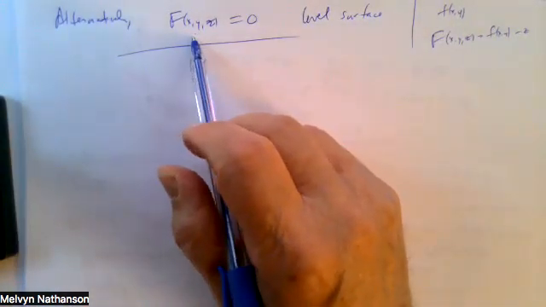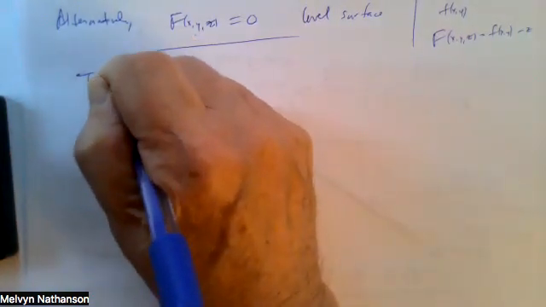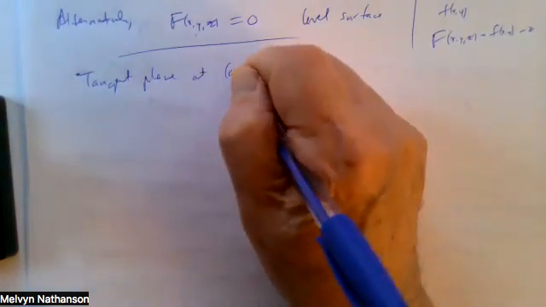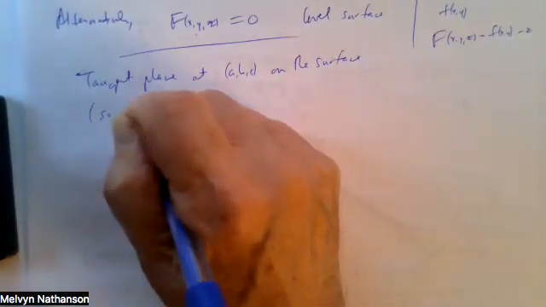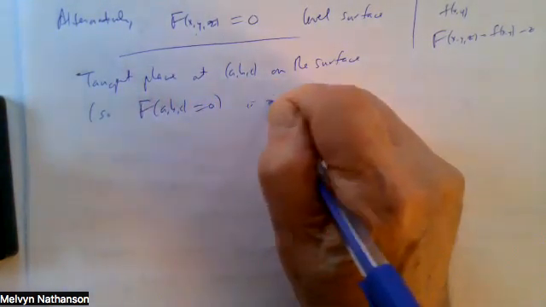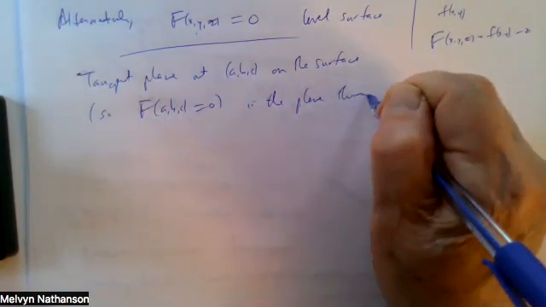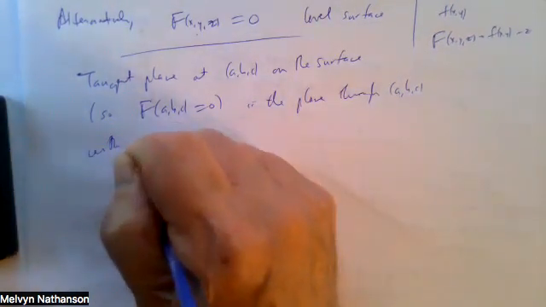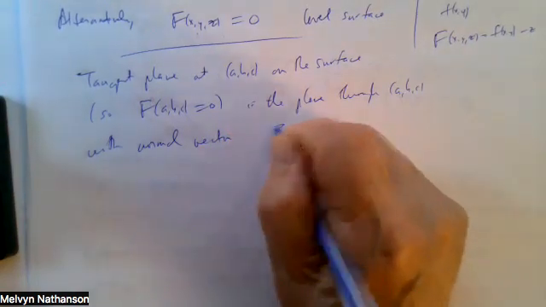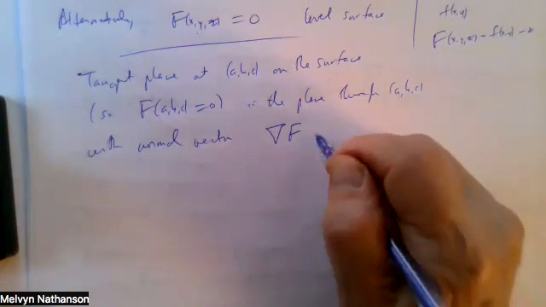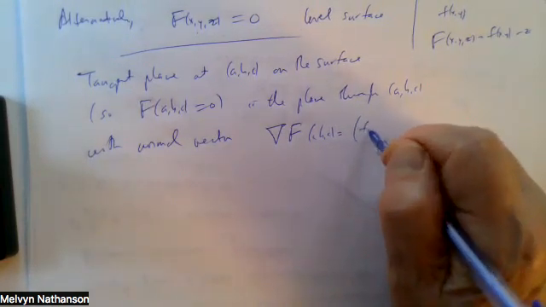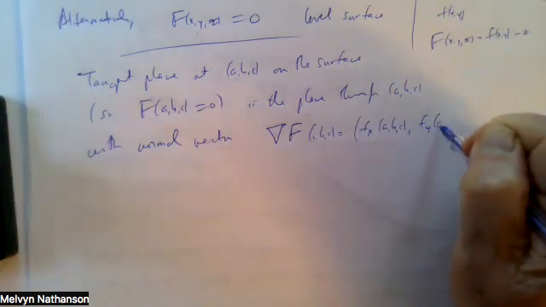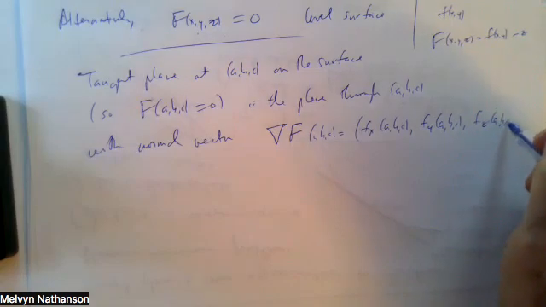For a function of three variables, if you take the level surface F of x, y, z equals 0, the tangent plane at a point A, B, C on the surface, that means F at A, B, C is equal to 0, is the plane through the point A, B, C with normal vector equal to the gradient of F at A, B, C. This is the vector with coordinates: partial of F with respect to x at A, B, C, partial of F with respect to y at A, B, C, partial of F with respect to z at A, B, C.